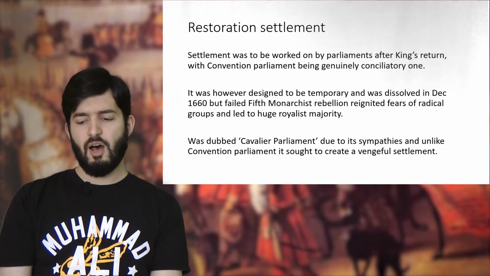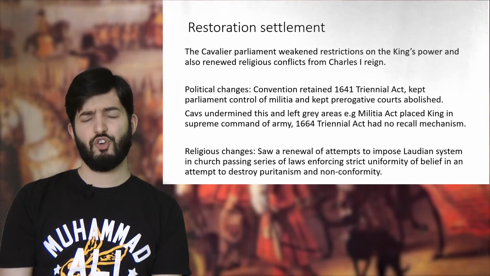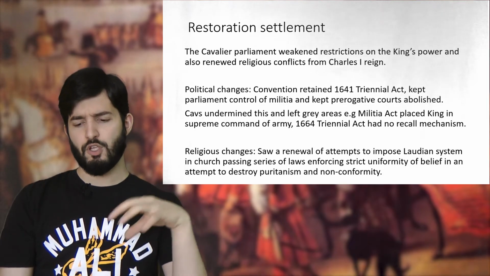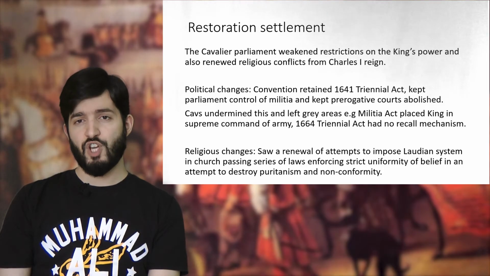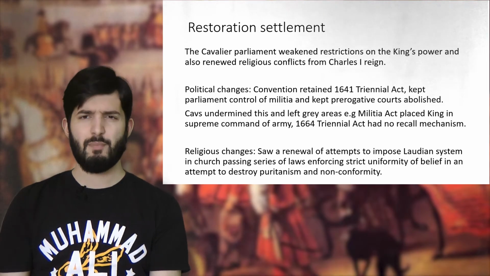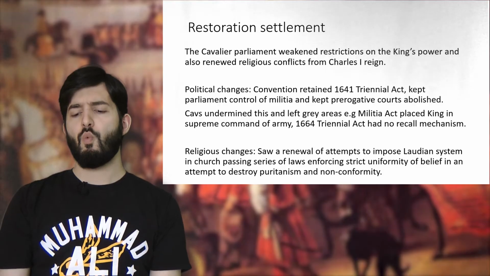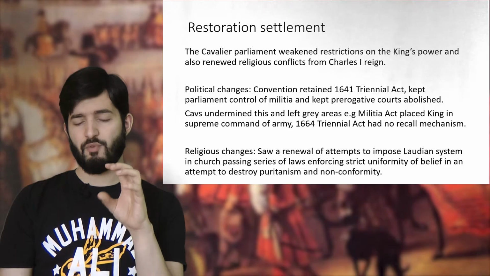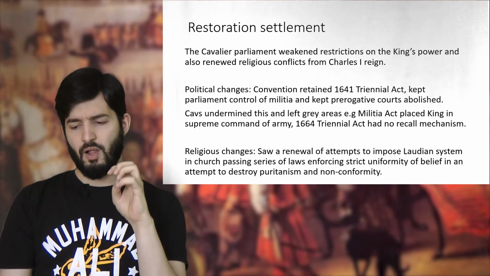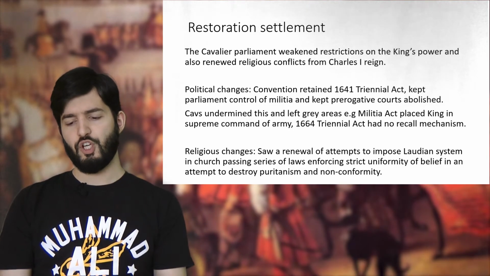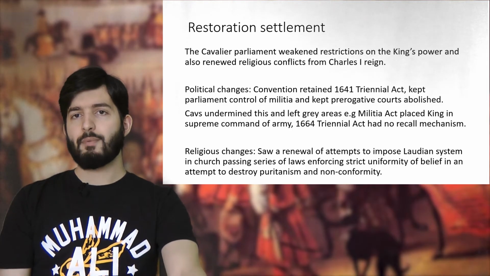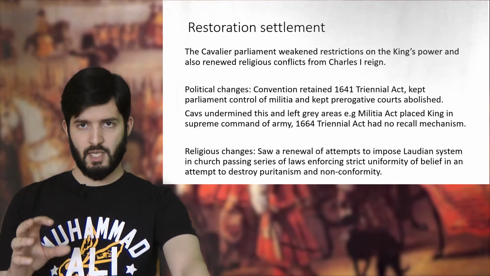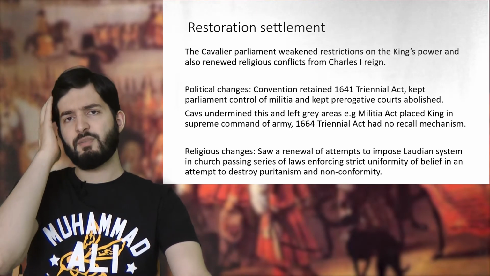So the Convention Parliament had basically reinforced some of the restrictions on the King's power, and the Cavaliers go about weakening those restrictions, as well as renewing the religious conflicts from Charles I's reign. So they basically messed things up on two counts. With regards to political changes, the Convention Parliament retained the 1641 Triennial Act, as well as maintaining parliamentary control of the militia and kept prerogative courts abolished. The Cavaliers, however, go about undermining this clarity and these laws that have been passed and leave some grey areas.